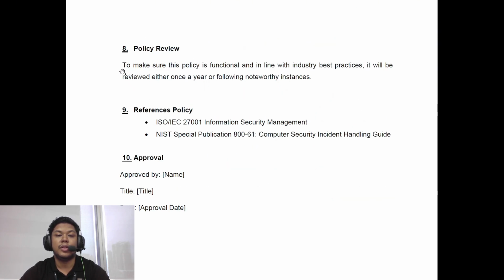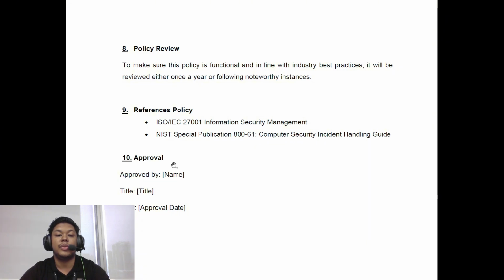So number 8 will be policy review, to make sure this policy is functional and in line with industry best practice. It will be reviewed either once a year or following a noteworthy incident. For this policy we have references from two big sources: ISO/IEC 27001 Information Security Management, and NIST Special Publication 800-61 Computer Security Incident Handling Guide.